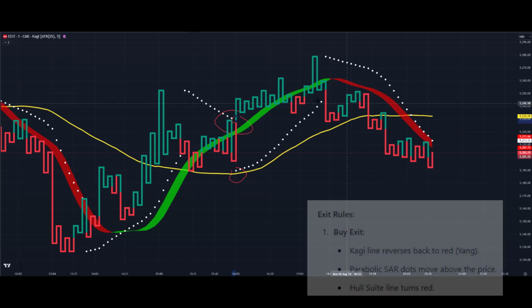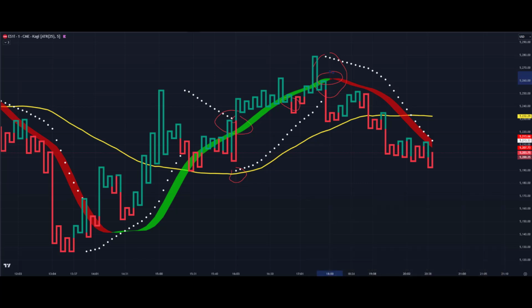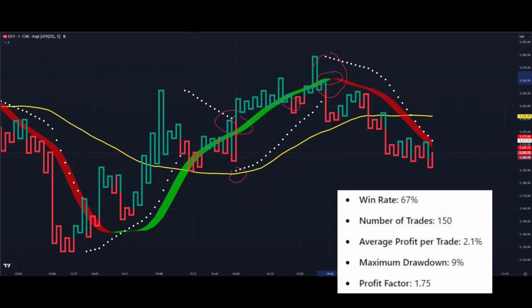And getting out, well, we can do it when the line reverses from green to red, or when the parabolic switches like it does up here, or when the Hull suite turns like it does there. It's a nice, simple, effective strategy, this one. Stop loss, ATR 1.5 to 2 times below the entry price. This backtest, 5 years, win rate 67%, about 150 trades, average profit per trade 2.1%, max drawdown 9%, profit factor 1.75.